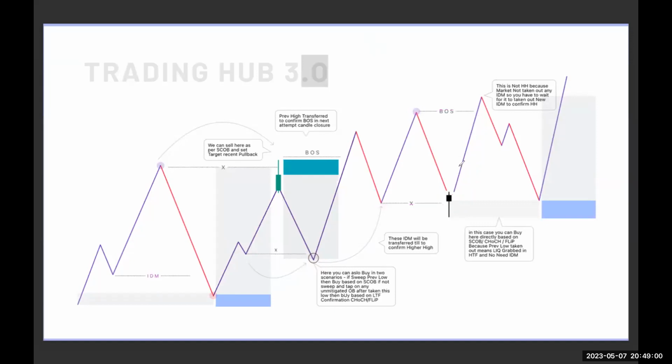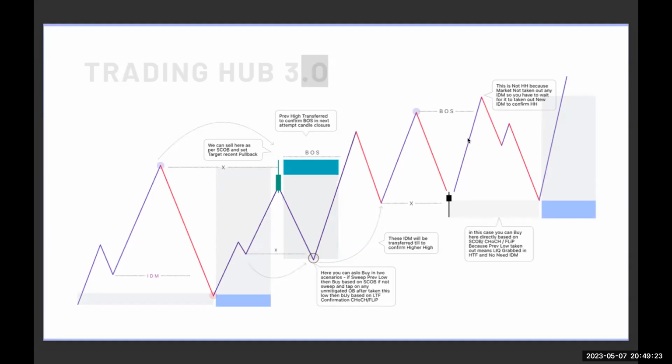When you are looking for buy and sell based on single candle order block, then you don't need to wait for inducement before the buy or sell in a lower time frame, which is already covered in parts 15, 16, and 17. In the next attempt, what happened here? Market continues going higher high, breaks the structure, pushes downside. And in this case, you can see this is a different story.